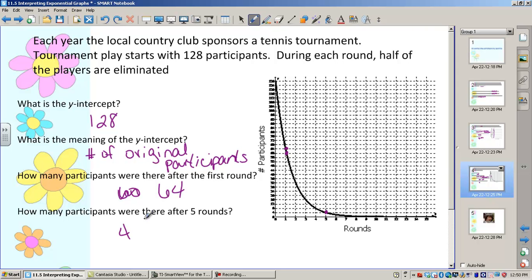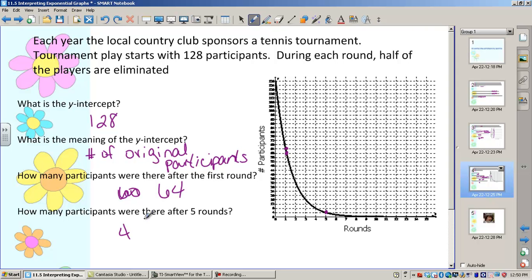If we were to graph it, it would look very similar to this, except it would start at 64 instead of 128. But anyway, there is interpreting graphs. All you got to do, you just use the graph or use the function, answer the questions that go with it. And that's all there is to it. Your day tomorrow is actually going to be pretty easy. This will be the last thing that we talk about with exponential functions, and then we're going to review.